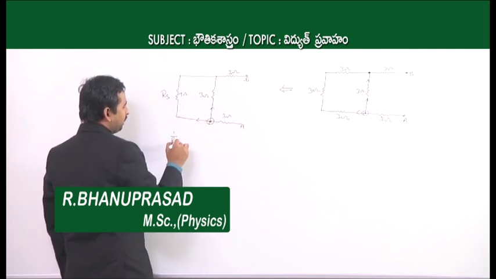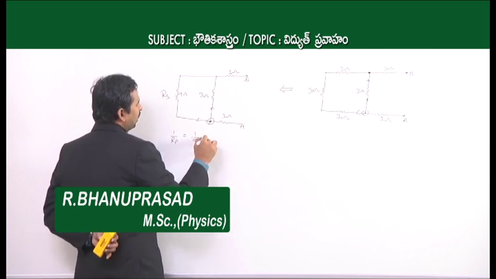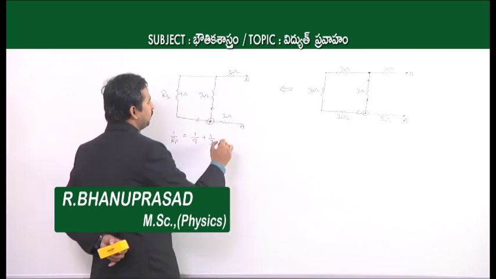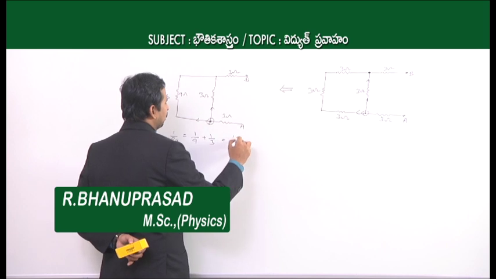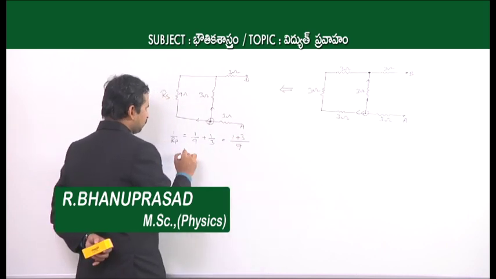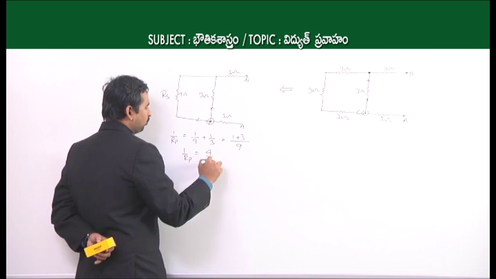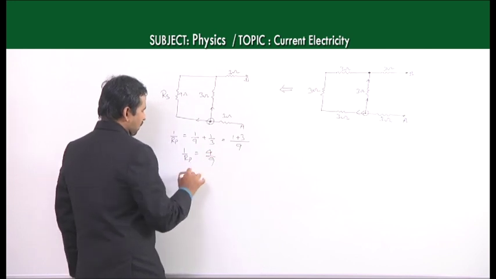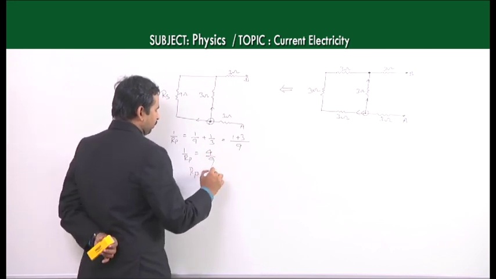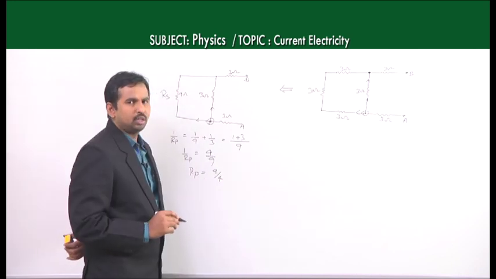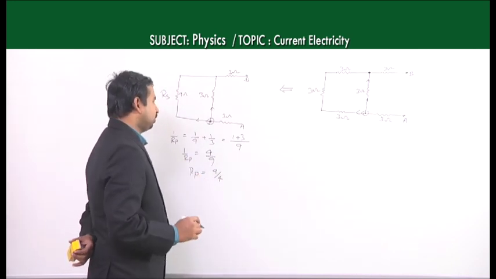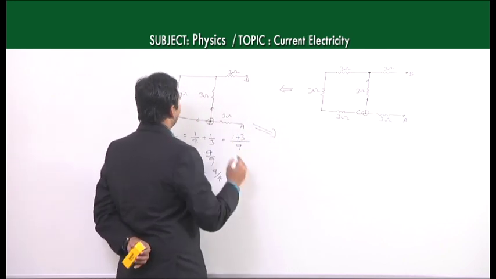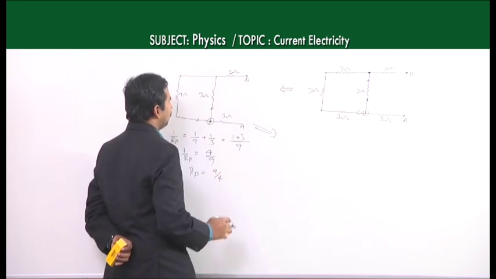1 by RP is equal to 1 by 9 plus 1 by 3, like 1 by R1 plus 1 by R2, of which we will get 1 plus 3, so 1 by RP is equal to 4 by 9, of which RP becomes 9 by 4. So now we got the RP value. The same circuit we can take like this, where for the 9 ohms and 3 ohms resistances we got 9 by 4.